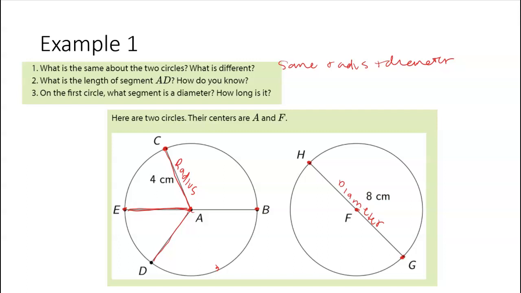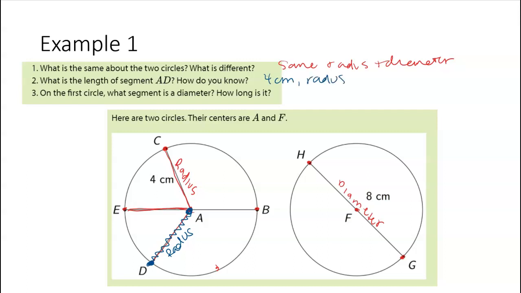So what is the length of segment AD? Let's find segment AD. That's this segment right here. Now this segment goes from the edge of the circle to the center, so this is a radius. And so it is 4 centimeters because it is a radius.